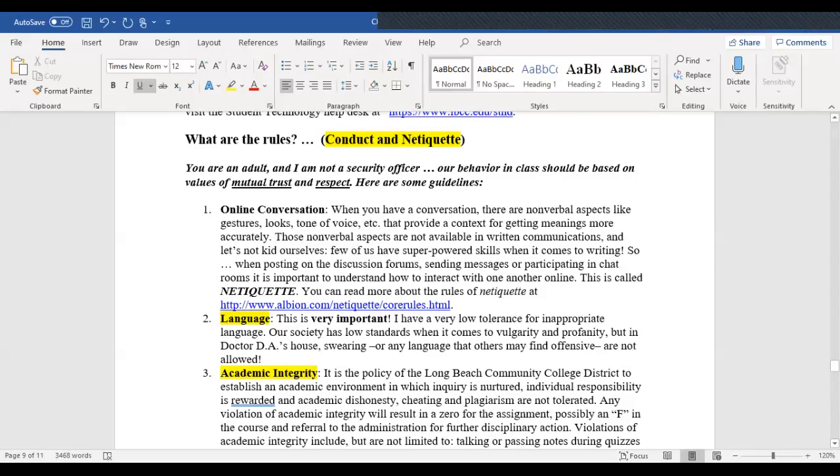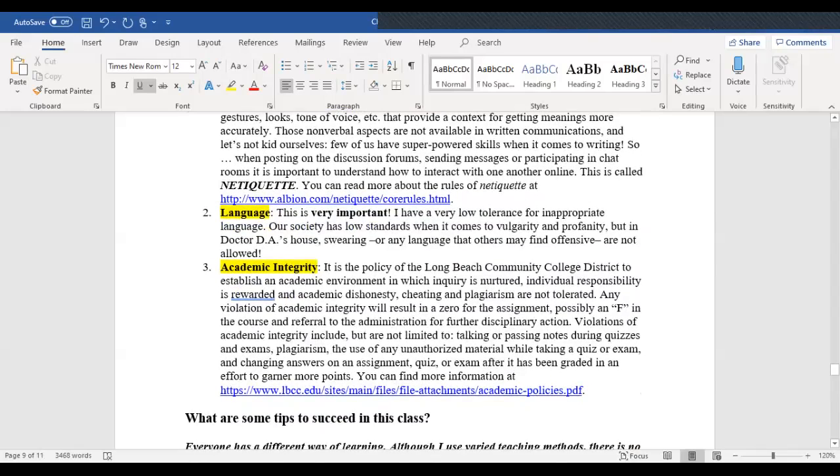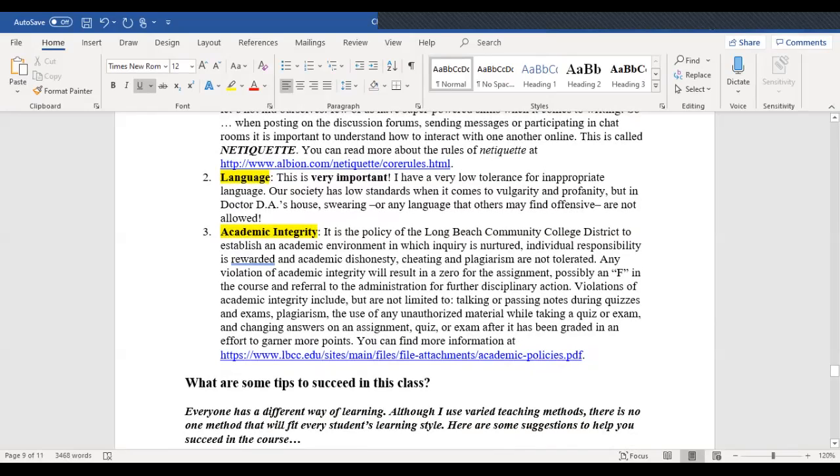Okay. Now, I'm just going to tell you two things. Number one, language. Very important. I have a very low tolerance for inappropriate language. I know our society is very blasé about vulgarity and profanity. But like I always say, in Dr. DA's house, swearing or any language that others may find offensive is not allowed. Okay? You've been warned.